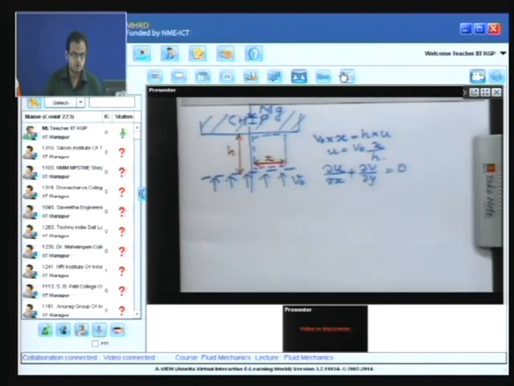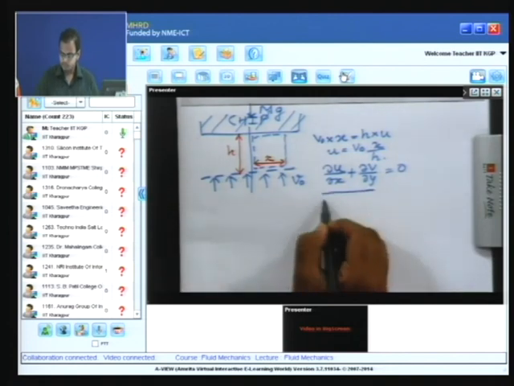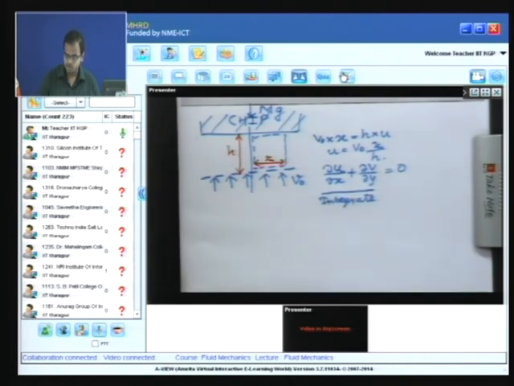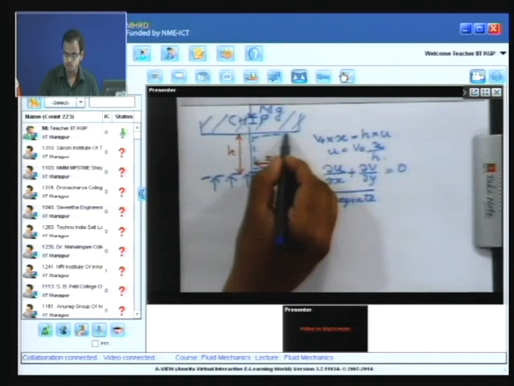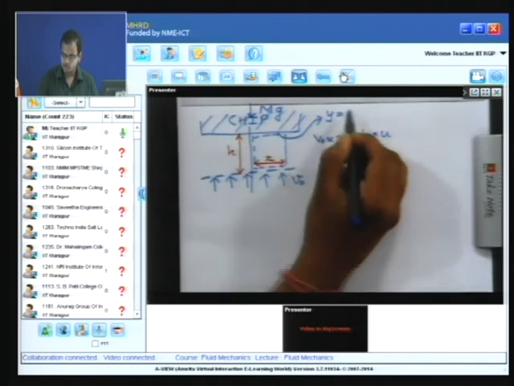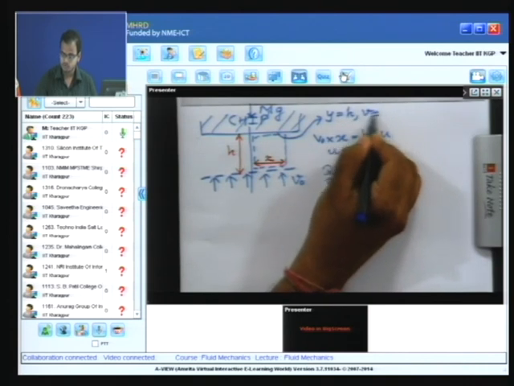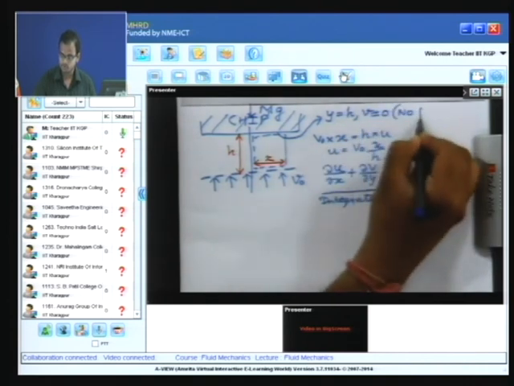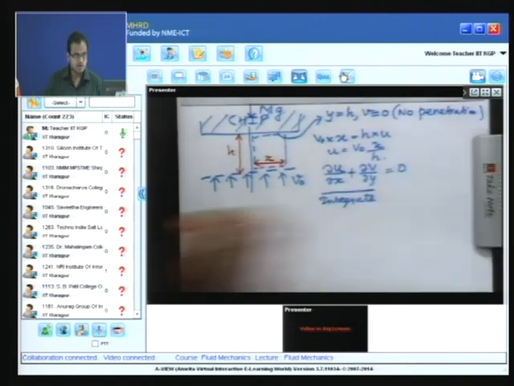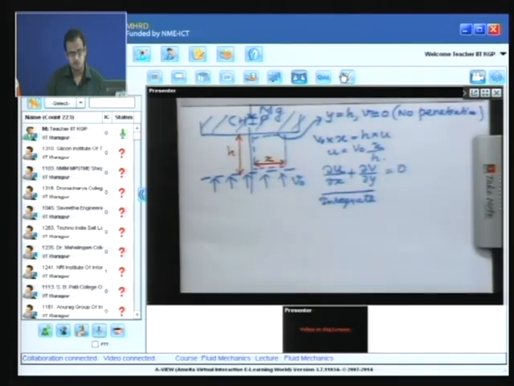Since the flow is considered to be incompressible, now you can integrate this once and use the appropriate boundary condition that there is no penetration on the top wall, that is at y equal to h, v is equal to 0, no penetration. Having done this, we would obtain the velocity field.